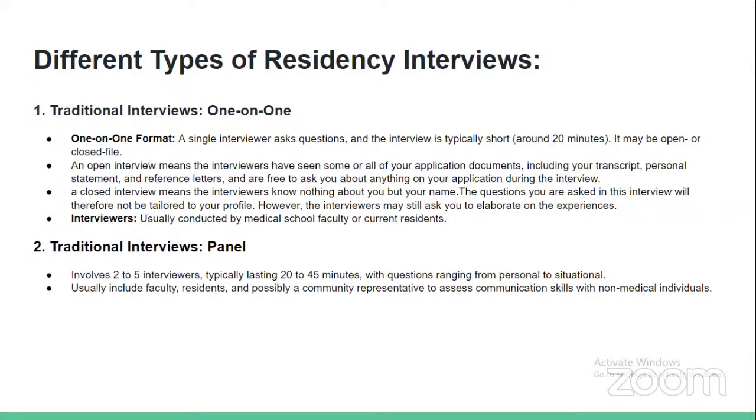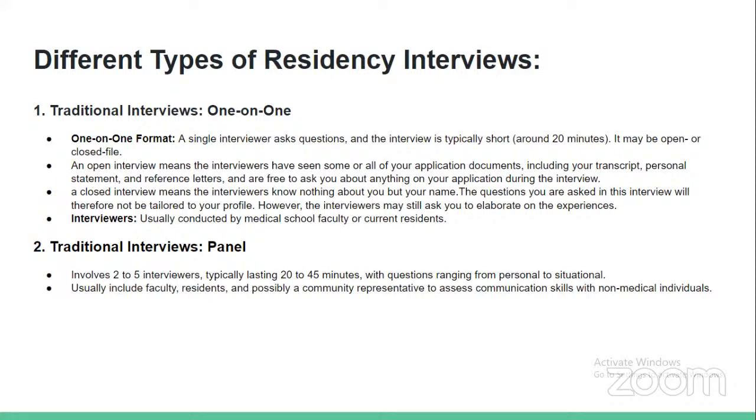The traditional interview could be one-to-one or a panel. In the one-to-one, a single interviewer asks questions. It could be for 20 minutes. There are two types, open or closed. As I said before, the interview will be about your application. This is the open interview, meaning the interviewers have seen some or all of your application documents, including the transcript, personal statement, and everything. And the questions will only be about it.